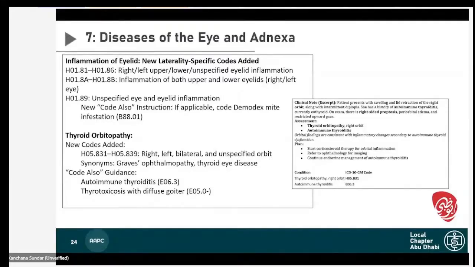But the important catch here is about the code also. So we have an opportunity to code the important diseases which are associated with the thyroid orbitopathy. And the word itself clearly states that thyroid disease is causing some eye disease. So thyroid orbitopathy, whenever it is documented, one important catch here is on the relationship.